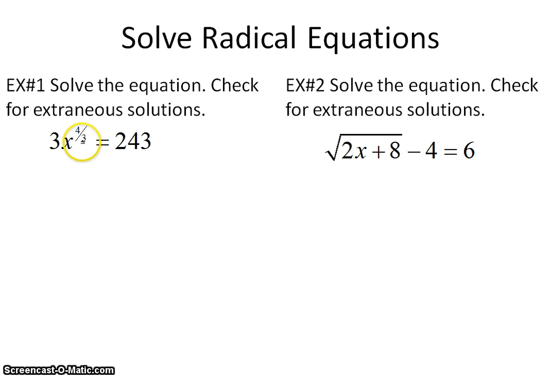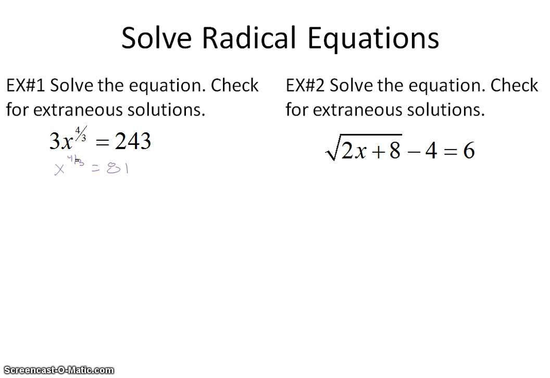So to start off with the first problem, we're going to isolate the x by dividing both sides by 3. So we have x to the 4/3 is 81. Remember, x to the 4/3 is the cube root of x to the 4th. So I can go ahead and take the 4th root of both sides, or I can cube both sides. I can raise both to the 3/4, the reciprocal.